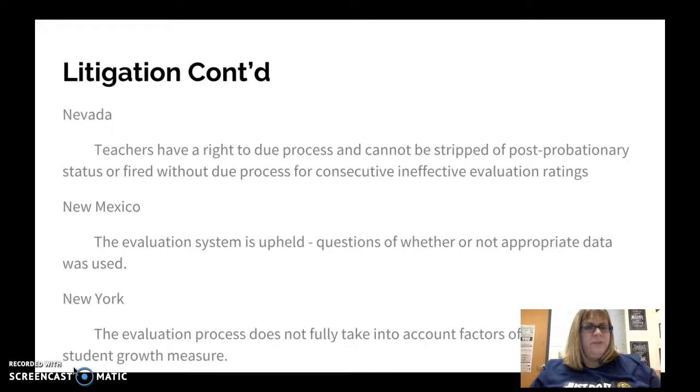In New Mexico, the evaluation system that was put into place by the State Secretary of Education was upheld, but there are still some questions of whether or not appropriate data was used for teachers and the appropriate amount of data was used for certain teachers. So those are still out in New Mexico. In New York, they have found that the evaluation process does not fully take into account factors of poverty in the student growth measure. And that's a really interesting case at this point. It's really hard to quantify the impact of poverty, and the way that students are going to be impacted by poverty is going to be very different for different students, and so that will be interesting to hear more about.